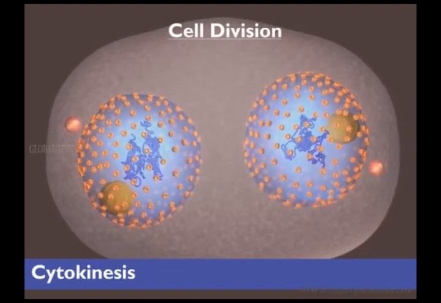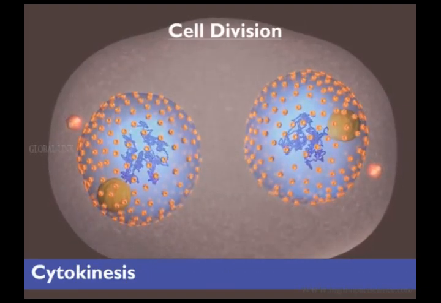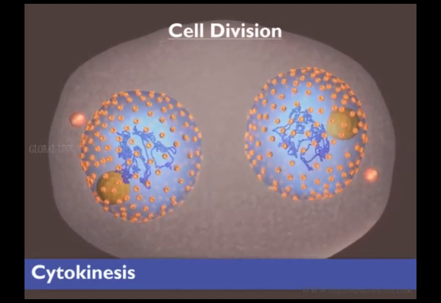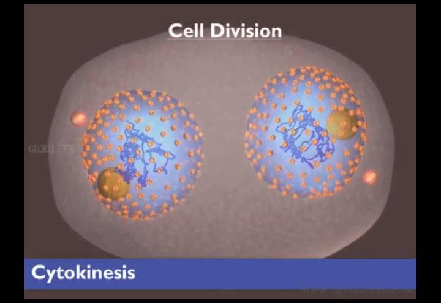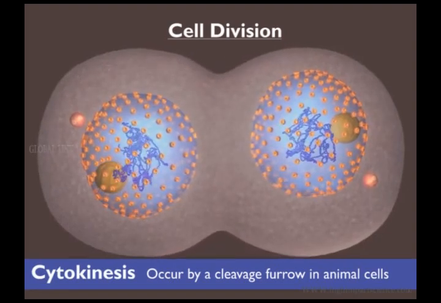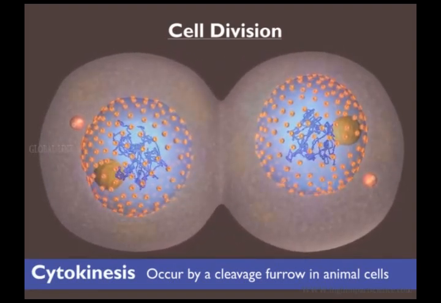Mitosis is now complete. The cell now undergoes a process called cytokinesis in order to divide the cytoplasm into two nearly equal halves. All the organelles, having been duplicated, are now divided between the two new cells.